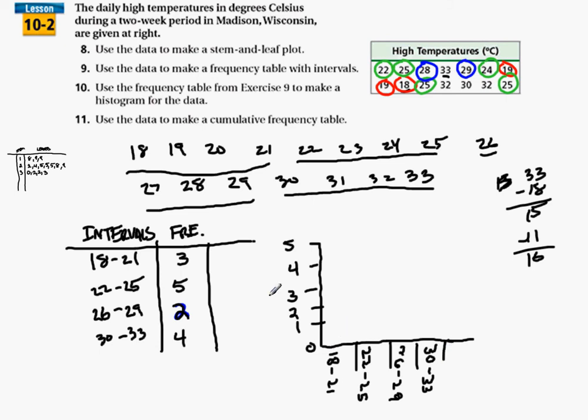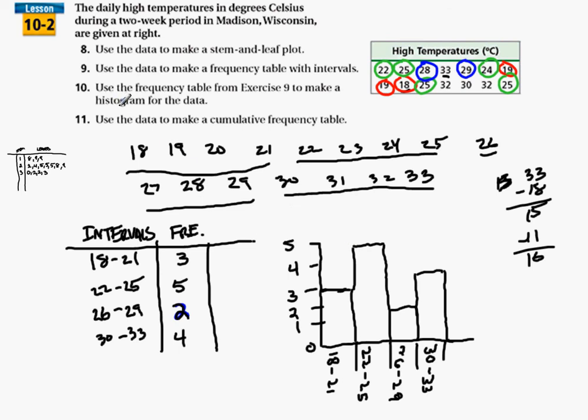So for 18 to 21, we had three numbers in that group. So we're going to build our bar all the way up to 3 and come all the way over to the axes. And then for 22 to 25, we had 5, so this bar will go up to 5. Then we had 2 from 26 to 29, so we'd go to 2. And then we had 4 from 30 to 33, so we go up to 4 here. So that would be a histogram for that data.